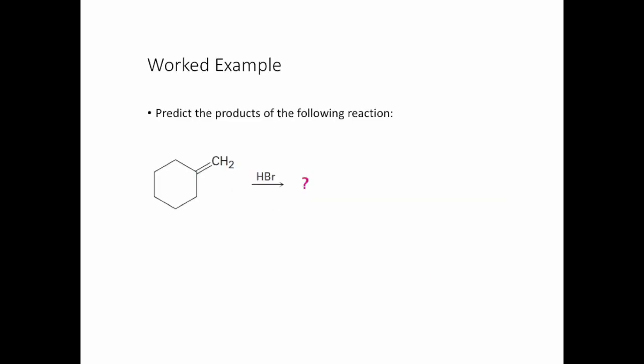Now, can you predict the products of the following reaction considering Markovnikov's rule? Pause the video and see if you can do this on your own. Okay, so first notice that this carbon has 2 H's, this carbon has no H's directly attached. So we know that the H is going to add such that it goes on the carbon with more H's.